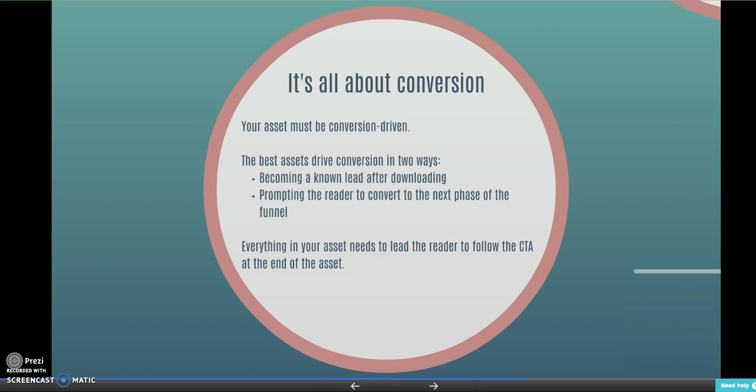And if you have a bottom of funnel asset, your call to action is usually going to be something like buy this product, make a booking, request a quote.